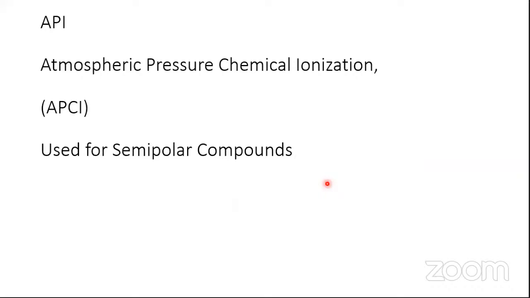So we quickly move to another method of ionization: atmospheric pressure chemical ionization. Now, electrospray ionization is used for highly polar compounds like proteins, peptides, etc. Many pharmaceutical compounds as well, many phytochemicals as well. But APCI is used for some semipolar compounds. So we want even these compounds to get ionized. And for that, we use a technique which is called APCI.